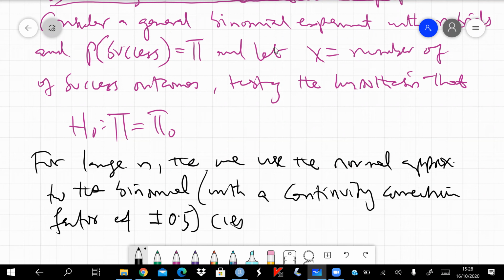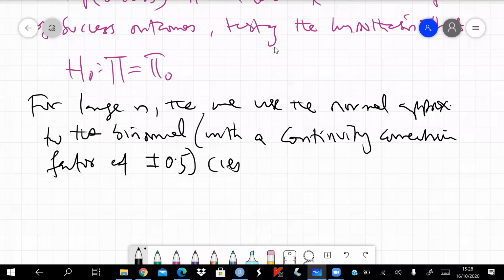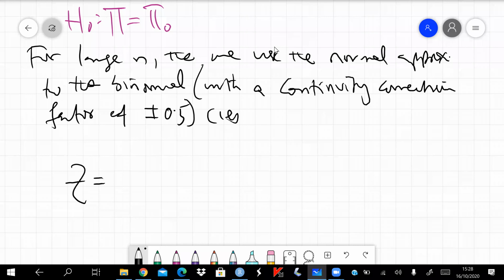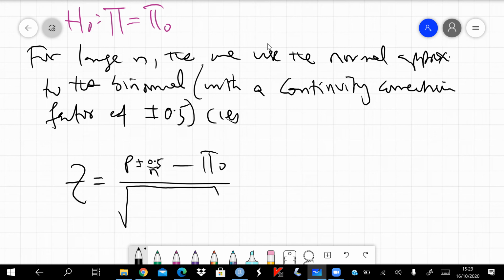Okay, so if n is large, this is the test statistic that we use there. We say z is equal to p, but here you have to either add or minus 0.5 over n, minus your pi naught, divided by the square root of pi naught, 1 minus pi naught, divided by n. So please notice that this part here, in the context, if you were just working with a continuous distribution, you would have it like that.